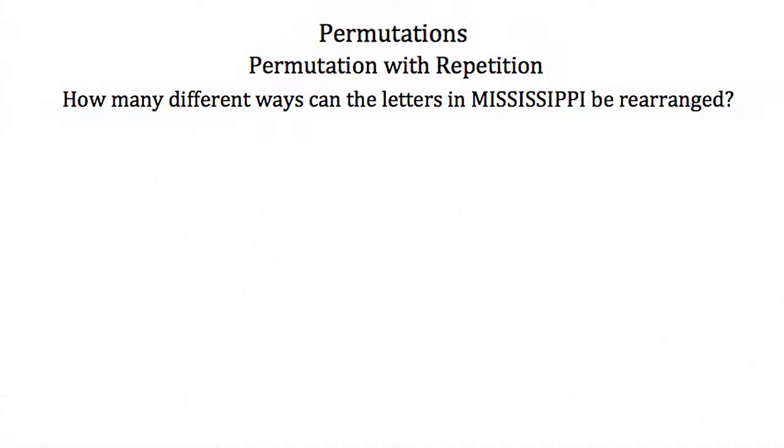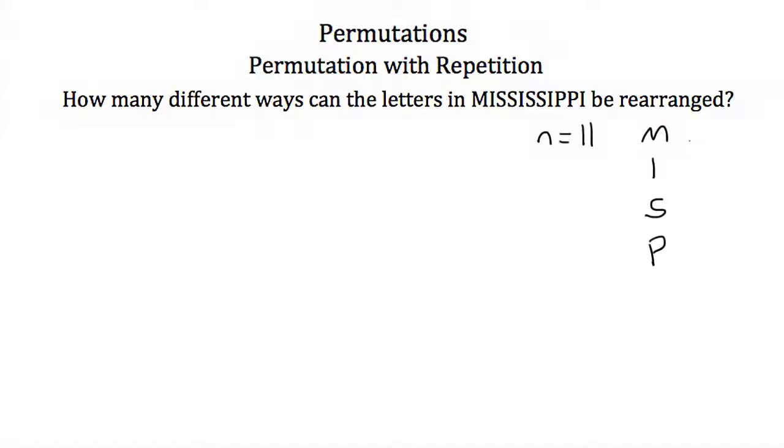So now let's try something a little bit harder. How many different ways can the letters in Mississippi be rearranged? Well, there are 11 letters, or 11 positions, for letters in the word Mississippi. So that means that N is going to be equal to 11. Now there are 4 different types of letters in this word. There is an M, there is an I, there is an S, and a P.